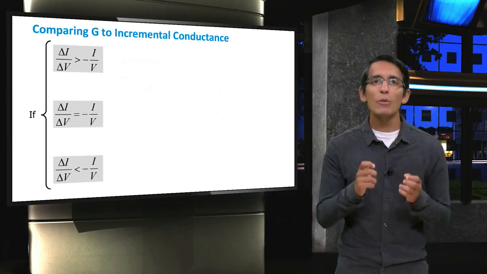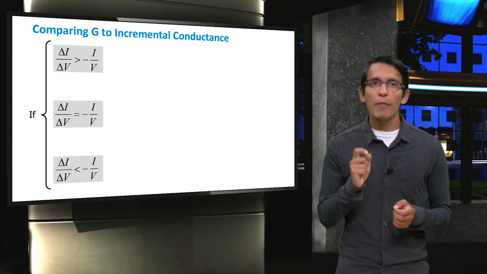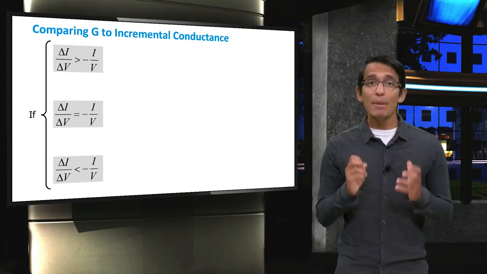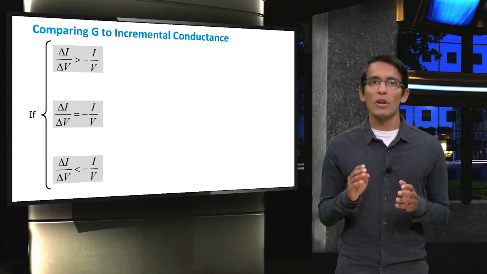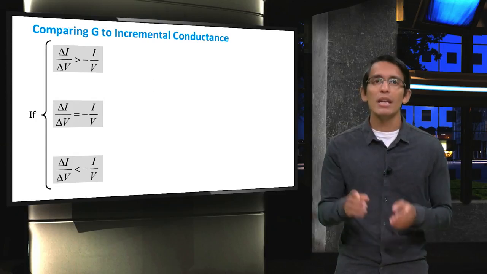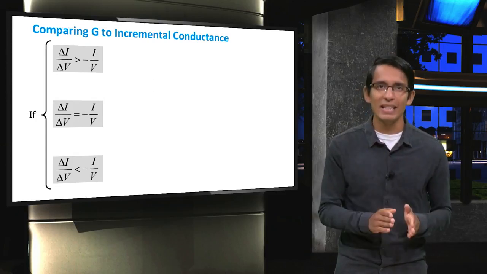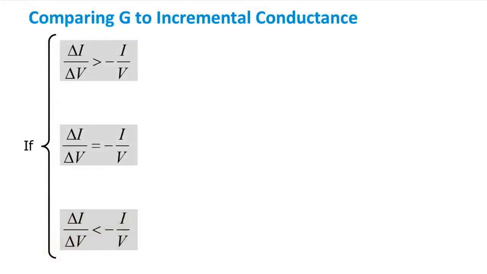To explain how to do this, we can look at three different cases. Keep in mind that with all of these cases, we are comparing the incremental conductance to the negative instantaneous conductance. There are three cases, as I've said. The incremental conductance can be greater than, equal to, or less than the instantaneous conductance.